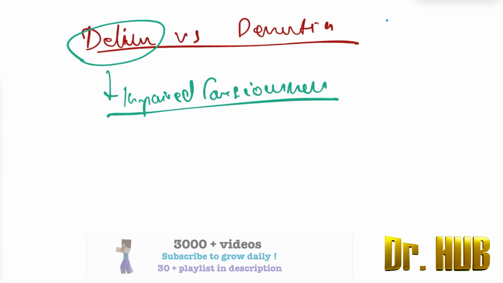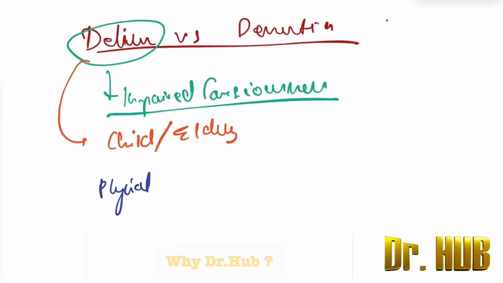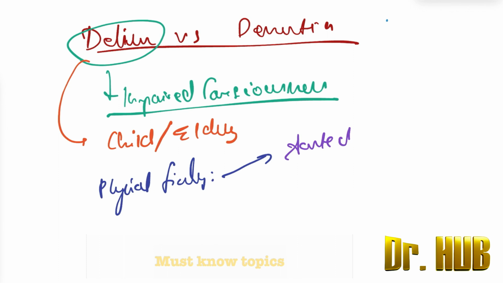Then where is it commonly seen? Delirium is more common in children, as well as being present in the elderly. So in both cases it can be seen. Then we'll focus on the associated physical findings. The physical findings include acute medical illness. This is in the case of delirium.